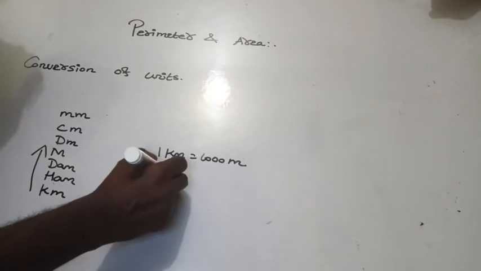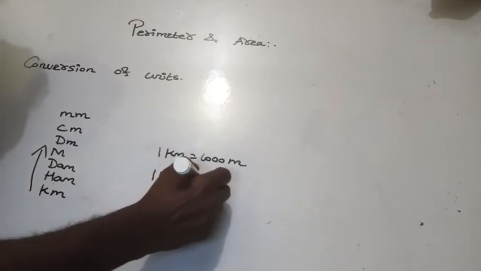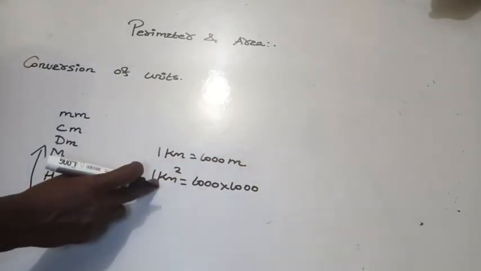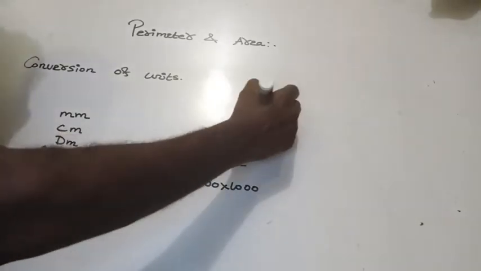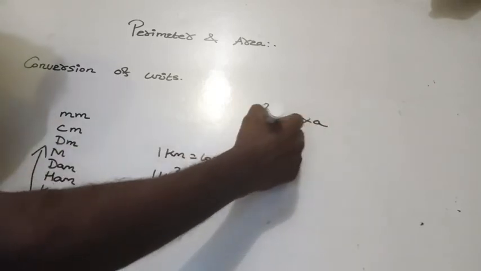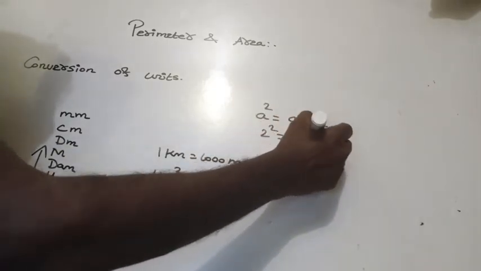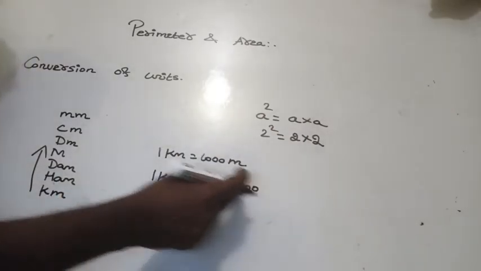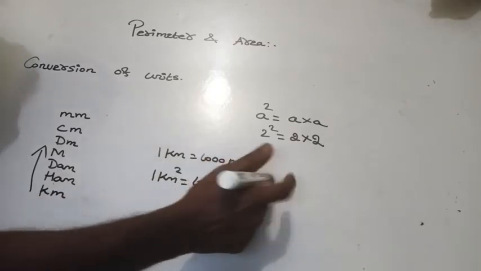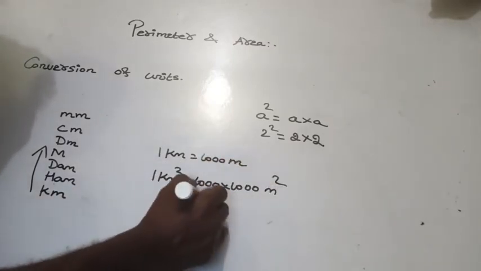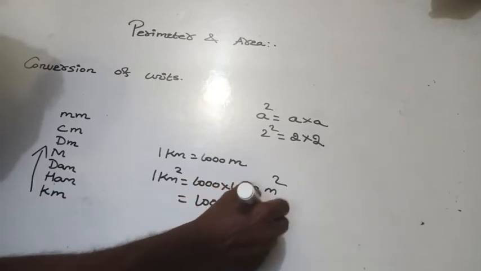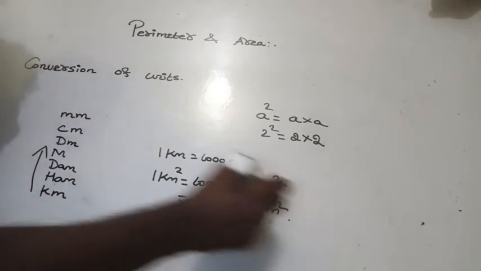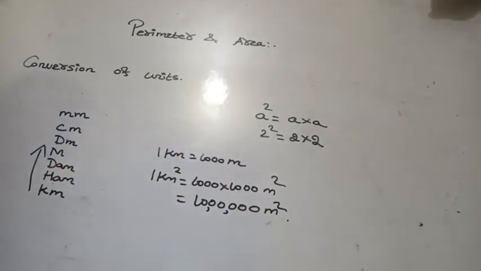If it is 1 kilometer square, then what will you do? 1 kilometer square is equal to 1000 into 1000. So already you learned in exponential powers. A square is nothing but A into A. 2 square means 2 into 2. So 1 kilometer square is 1 kilometer into 1 kilometer, that is 1000 meter into 1000 meter. 1000 meter square. Am I right? 10 lakh meter square, that is equal to 1 kilometer square.